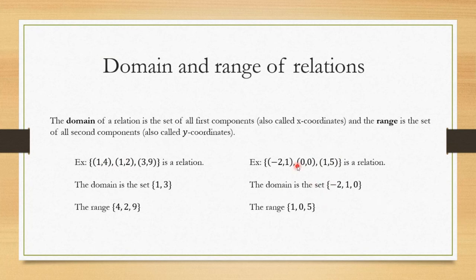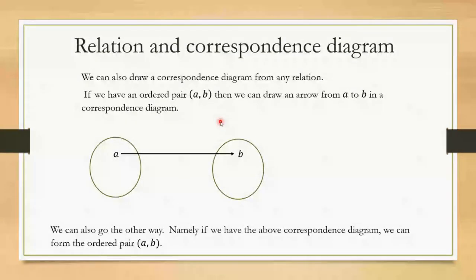Okay, now, yes, there's a connection with graphs. That'll come later. There is a connection with correspondence diagrams. Namely, if you have a relation, the first set you can make your domain, and the second set you can make your range. For each ordered pair (A, B), you can draw an arrow from A to B. So from any relation, you can make a correspondence diagram.